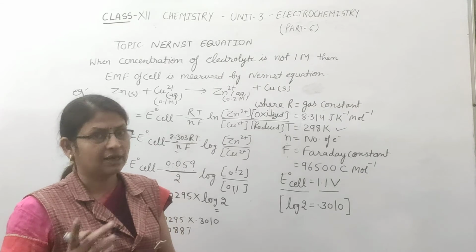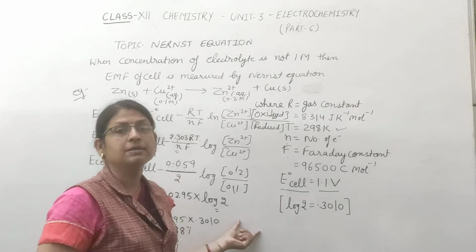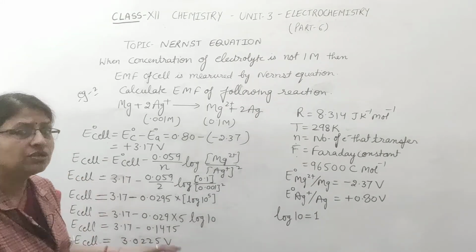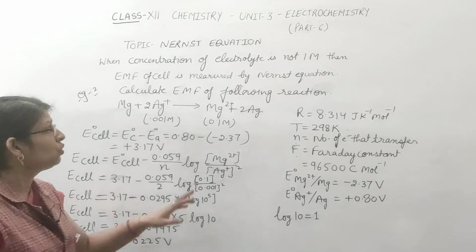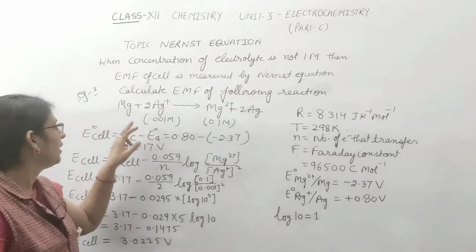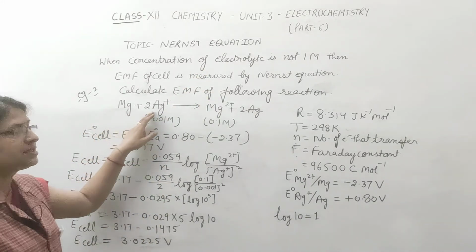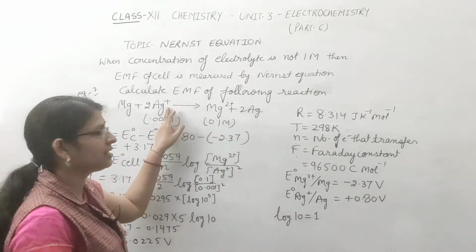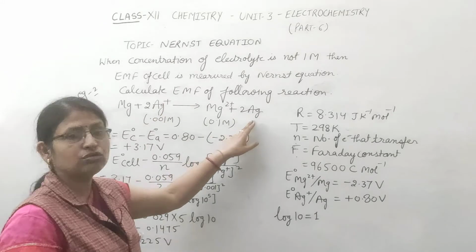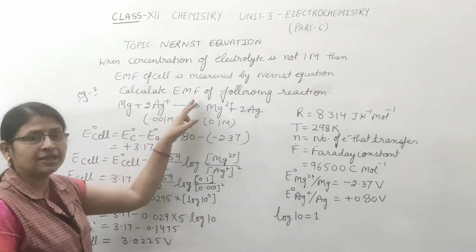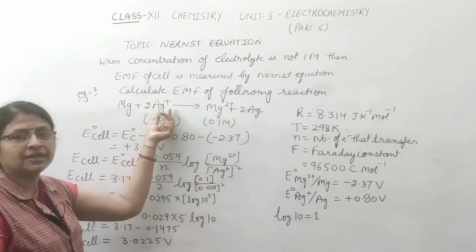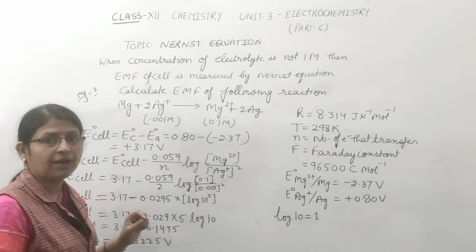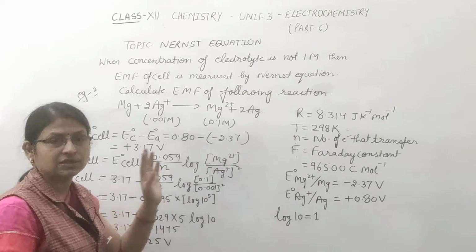Now we take another example to describe the Nernst equation. Here magnesium plus silver ion. Magnesium converts to Mg2+ and silver ion takes up electrons and converts to silver. Here oxidation of magnesium takes place and reduction of silver ion takes place. Now how many electrons are transferred here? Here also 2 electrons are transferred.